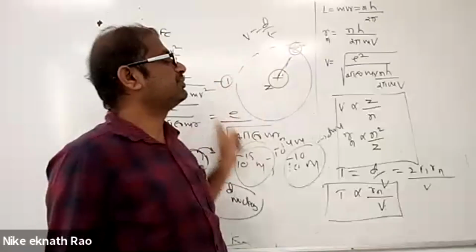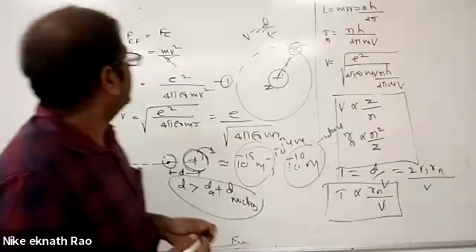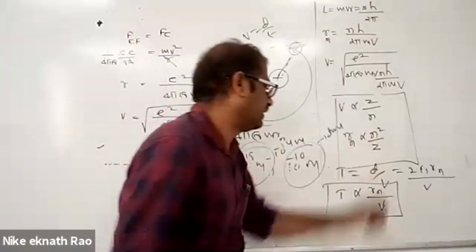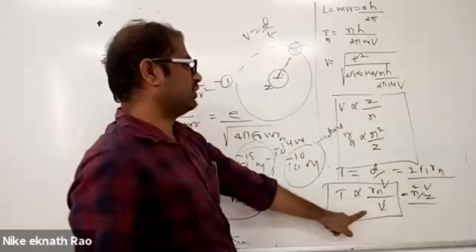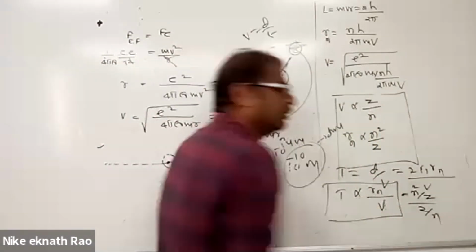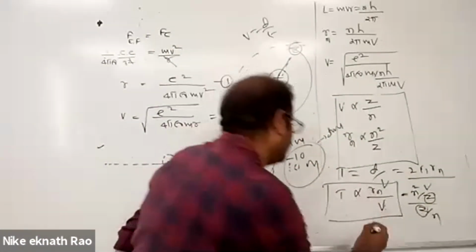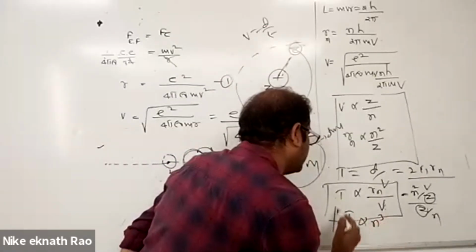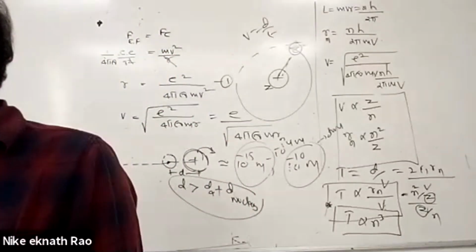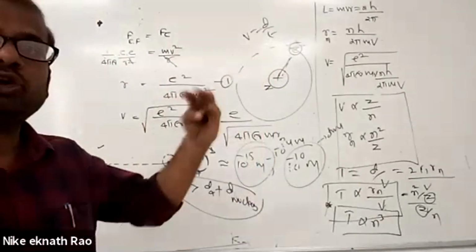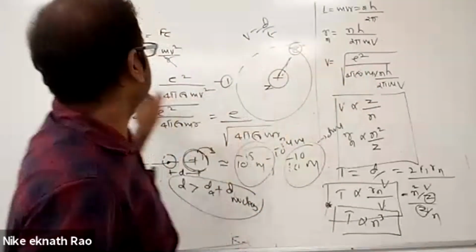Then the time period of revolution of the electron in the orbit depends on radius and velocity. Now see, the radius depends on n square by z, and V is proportional to z by n. For the same atom, the atomic number is the same, isn't it? So the time period is proportional to n. What is n? The principal quantum number, the number of that particular orbit: 1, 2, 3, and so on. Is this point clear, everyone?